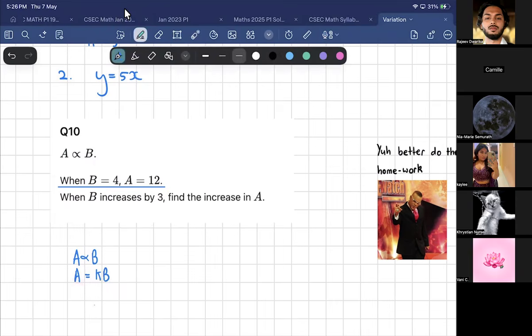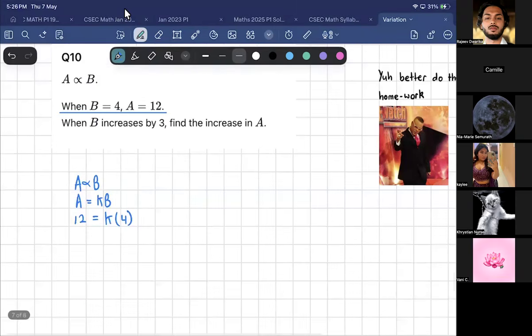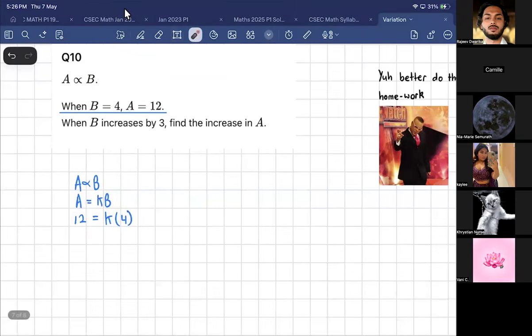So I'm going to replace a with what? If I want to find k, I'm going to replace a with 12. I don't know what k is, so I leave that blank, and in brackets 4. So you tell me, Nia, what would I multiply by 4 to get 12? Multiply 3 by 4. So k is equal to what? What do you think k is?